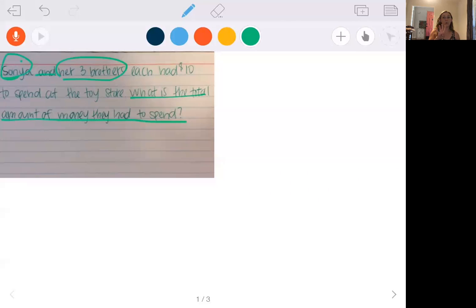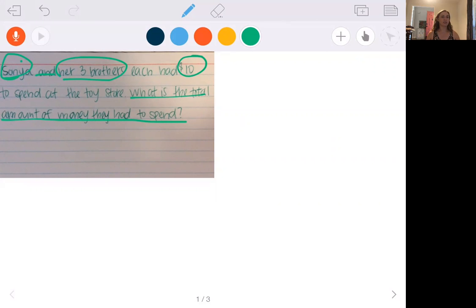So if I have Sonia and her 3 brothers, how many people do I have? That's right, I have 4. That's kind of a tricky one. I wanted to see if you could get it right. So I have 4, and then it says that they each had $10. Well, Sonia and her 3 brothers are all people, and 10 is dollars. And I can't add or subtract people and dollars because they're not the same thing. So I know I'm going to have to probably either multiply or divide.